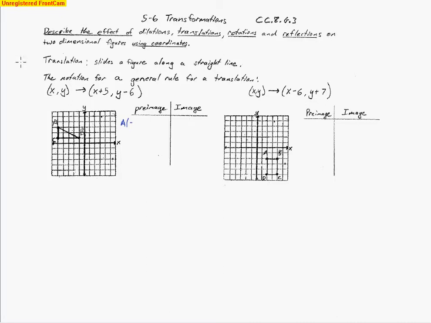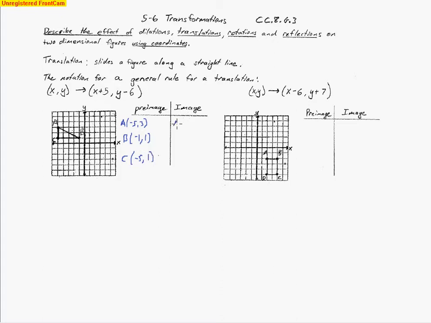So negative 5, comma 3. Negative 5, comma 3 is what A is. And then B, if I look at that one, that is 1 space to the left, and it is 1 space up. And then letter C is 5 spaces to the left and 1 space up. And so what we're going to end up doing is following this rule.